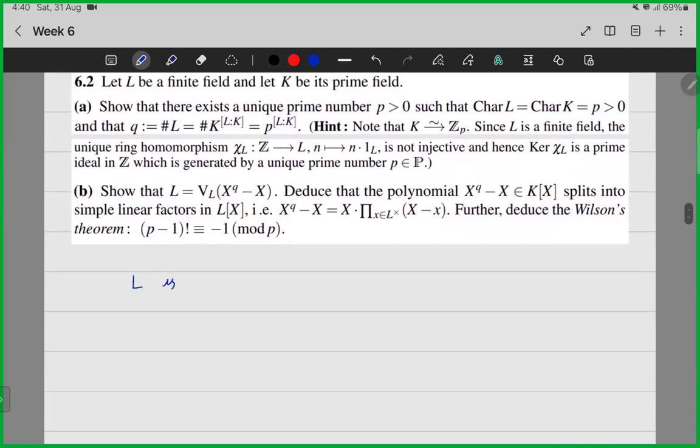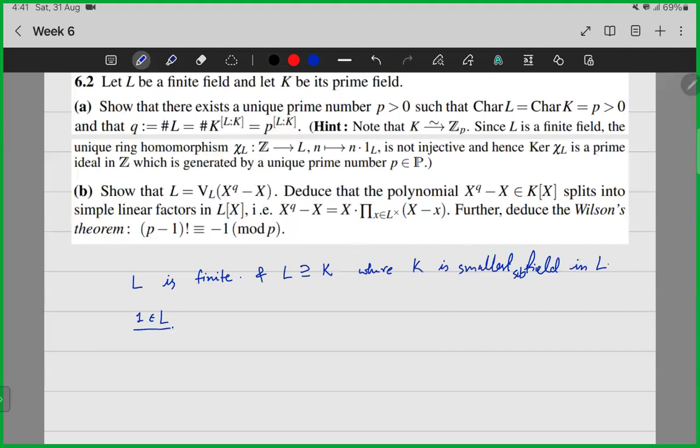L is finite and K is its prime field, which means L contains K, and K is the smallest subfield in L. This is given because L is finite and 1 belongs to L.